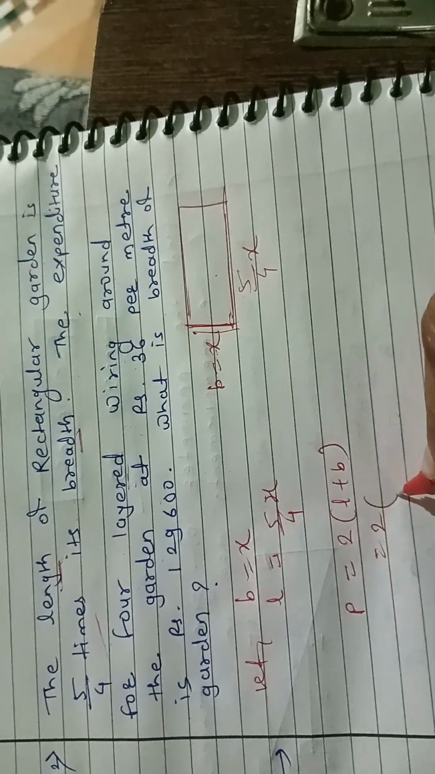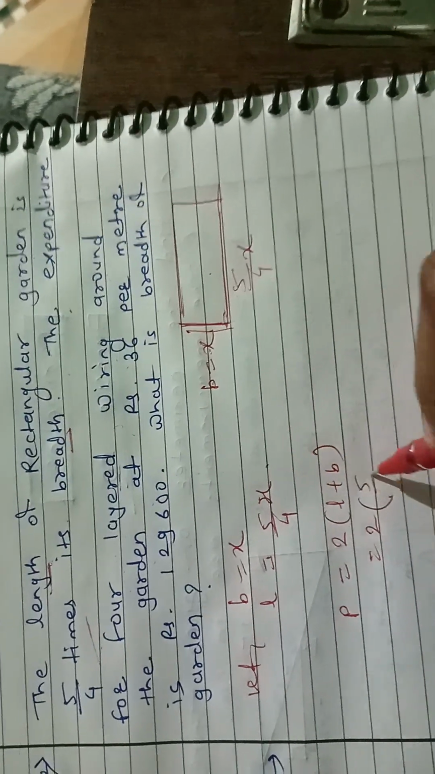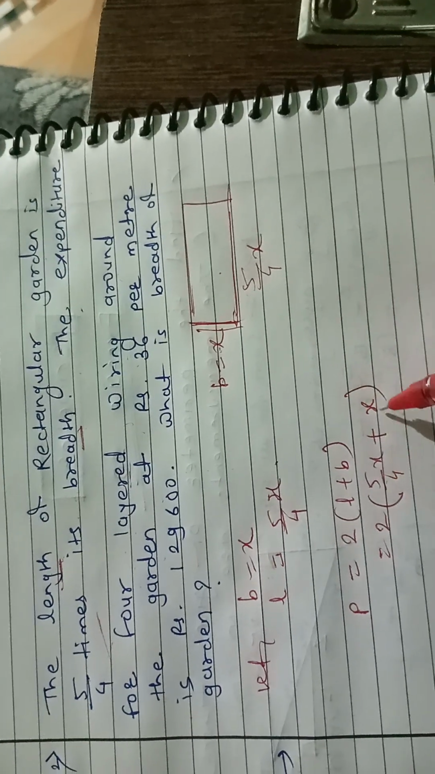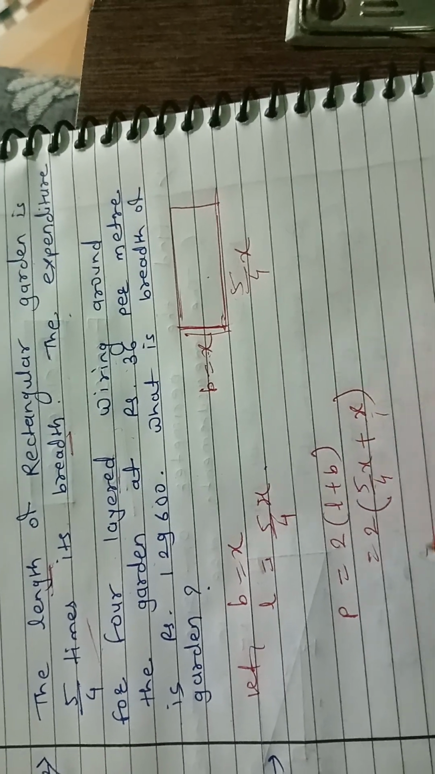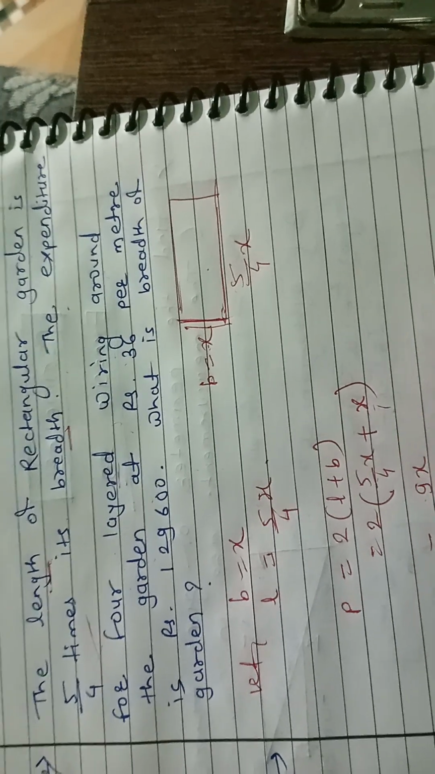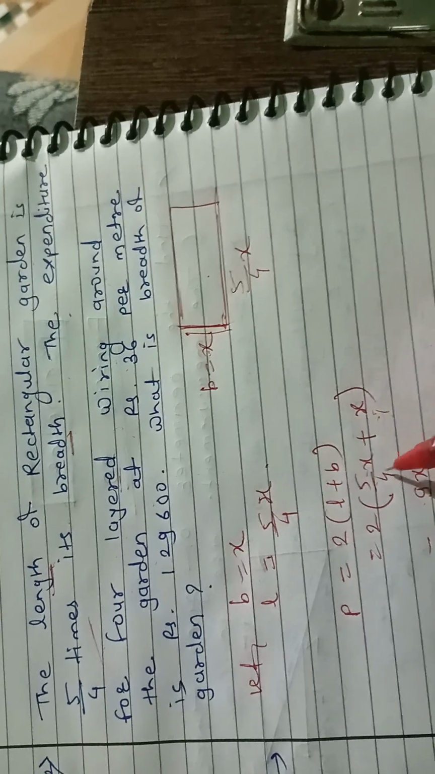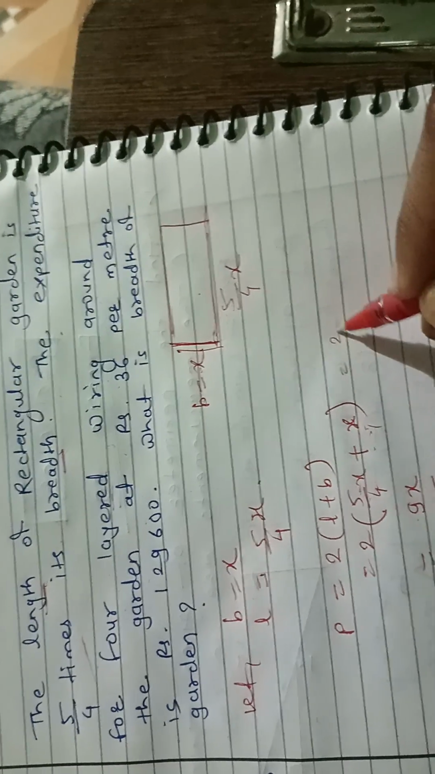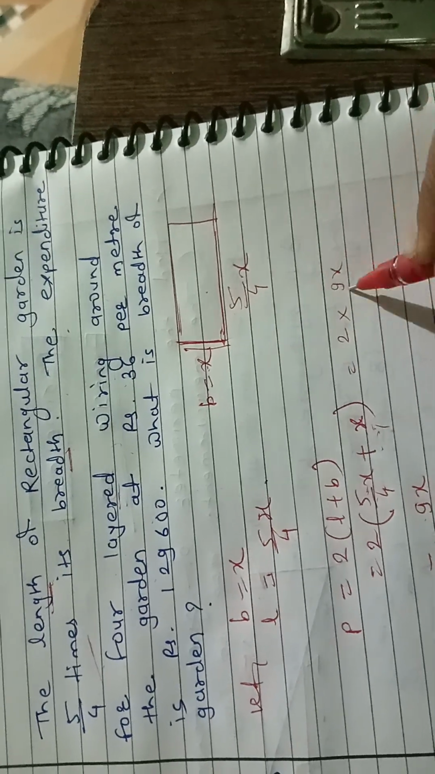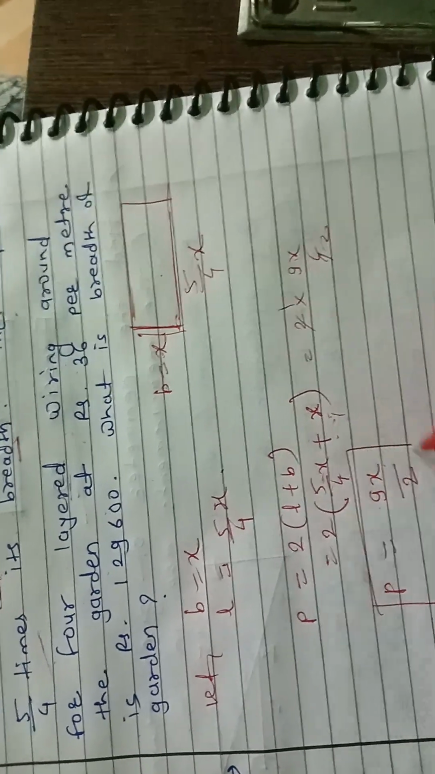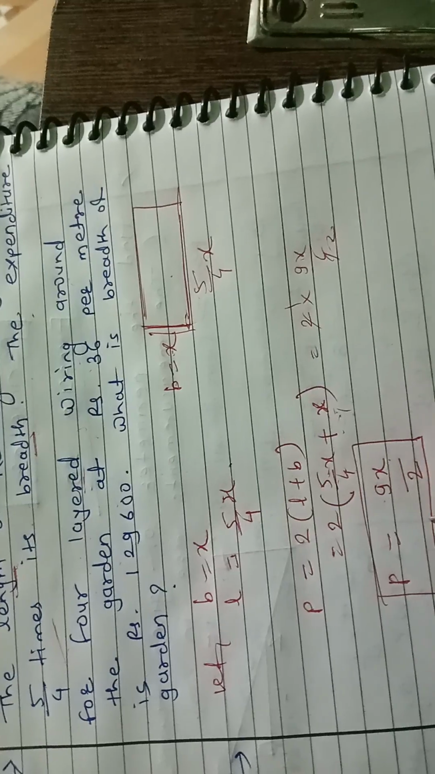From that, 2 times, put your value of length, that is 5 by 4 x, plus your breadth, which is x. If we do the cross multiplication of this and multiply it by 2, we'll get 9x by 2. So 5 plus 4 is 9. 9 by 4, look, 2 into 9x by 4, that way you will get 9x by 2. So that is nothing but your perimeter. So here you got the perimeter.